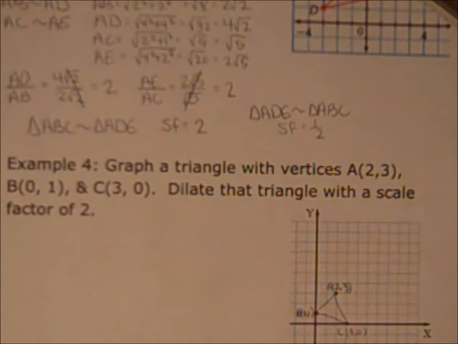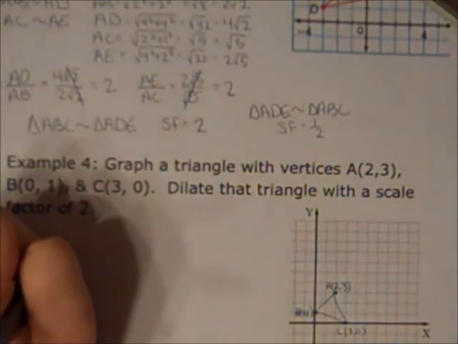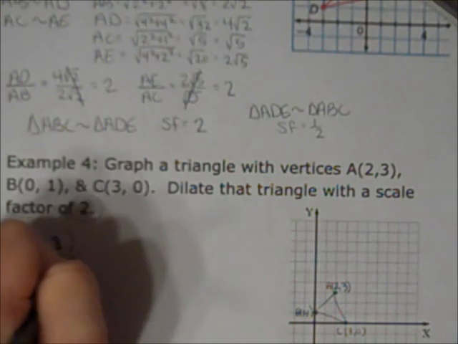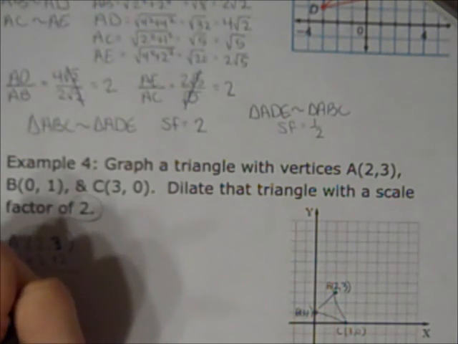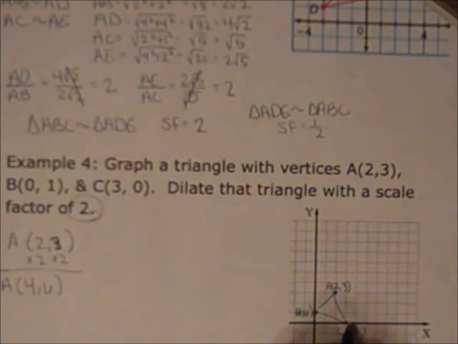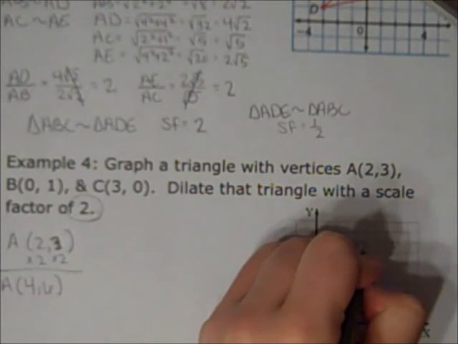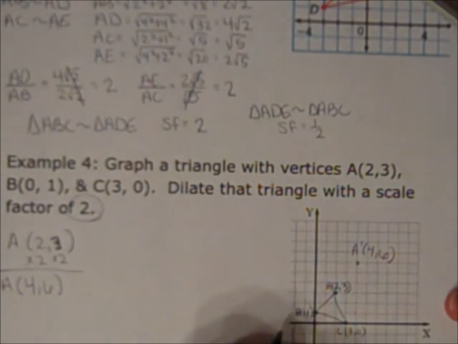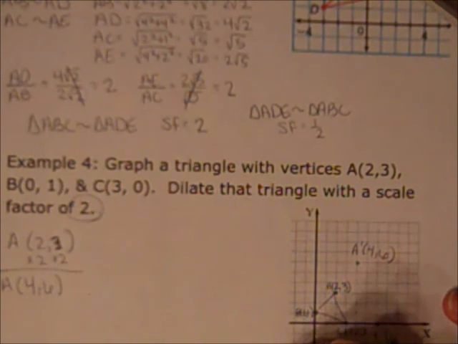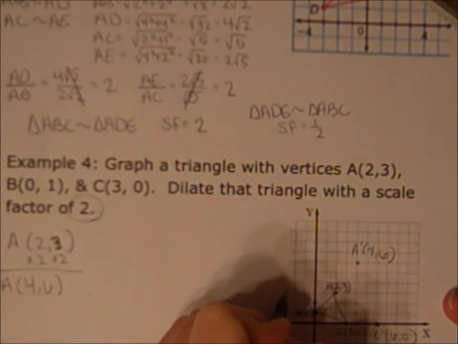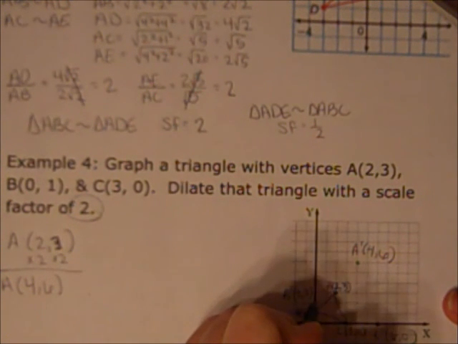So we learned last page on the other side of the note, super easy to dilate. If they give you the scale factor, you just multiply everything by that. So A is at 2, 3. I just multiply everything by my scale factor of 2. So A prime is at 4, 6. So here's A prime out here at 4, 6. Same story for C. C would be 1, 2, 3 more places. C prime would be at 6, 0. And B prime would be at 0, 2.